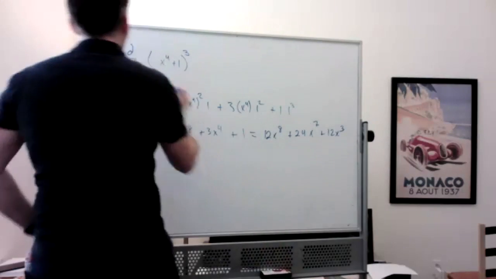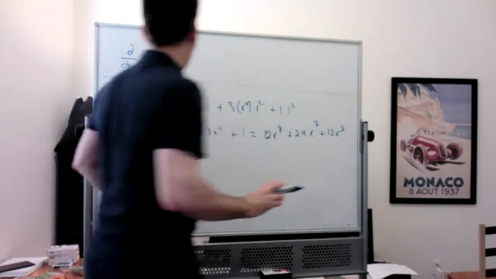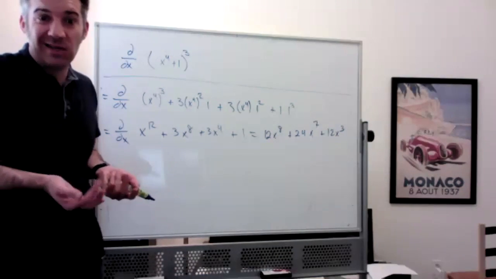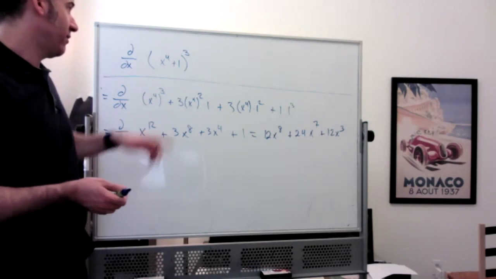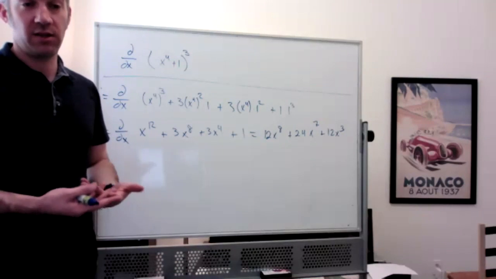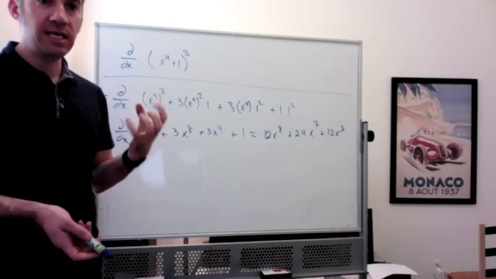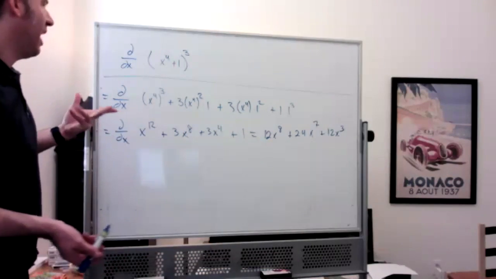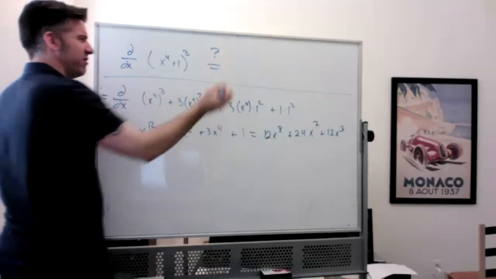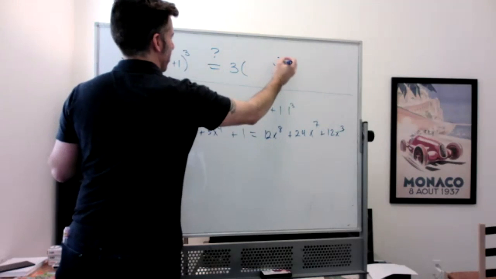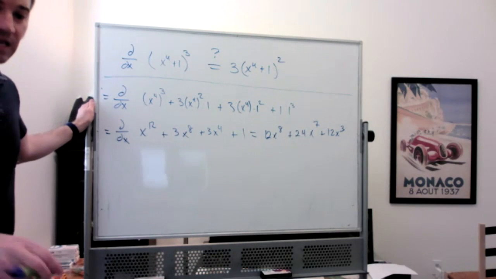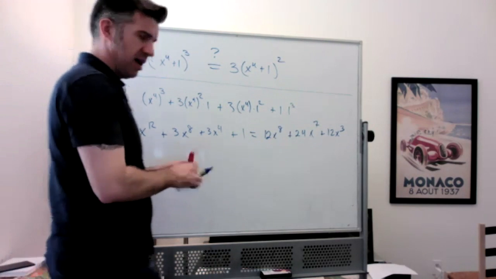The idea I really want to emphasize here is that my outer function, the thing that's happening last, is cubing something. I've got something cubed. And I know that the derivative of x cubed is 3x squared. So my thought process is, oh, I've got something cubed, I think its derivative is 3 times that something squared. It's not exactly right, but it's mostly right. I'm just missing a little bit.